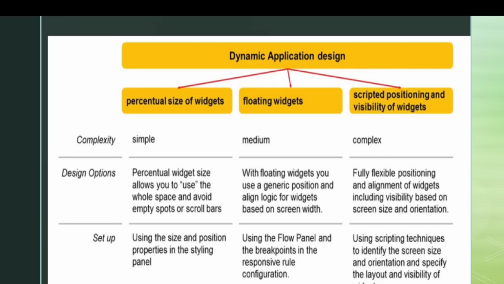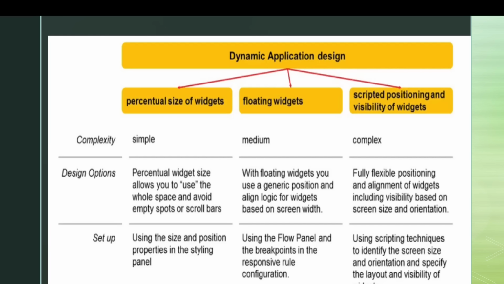Whereas while working with the floating widget, we have the floating panel, where we use generic positioning and align logic for widgets based on the screen width. We will discuss that floating panel later in this video in detail. As a general look, I can say that three options are majorly available: medium, low, and high. So we fix the values according to our requirement.